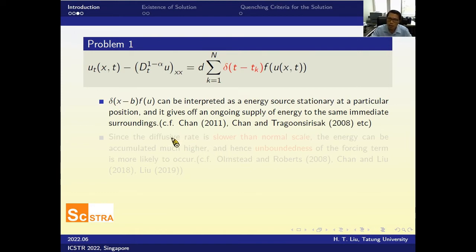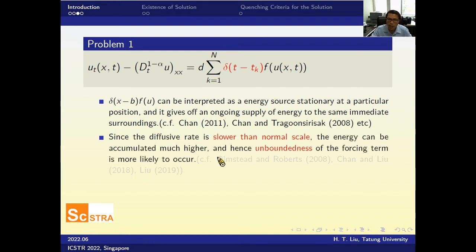Now recall the so-called subdiffusive material. The diffusive rate is lower than the normal scales. So it means that the energy can accumulate much higher, and hence the unboundedness of the forcing terms is more likely to occur. Now when this happens, the quenching phenomenon will come out.